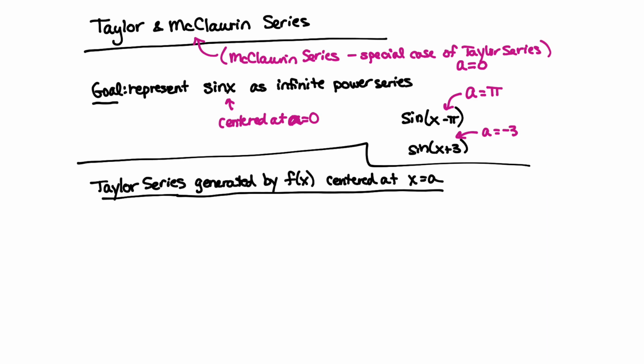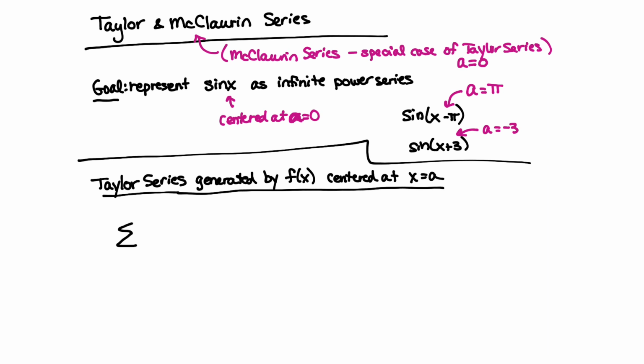And I'll give you this formula on your test, okay? It's the summation k equals 0 to infinity of the kth derivative of f at a divided by k factorial times x minus a to the kth power. And this is true provided f is infinitely differentiable. That means provided the kth derivative of f always exists. So f is infinitely differentiable.